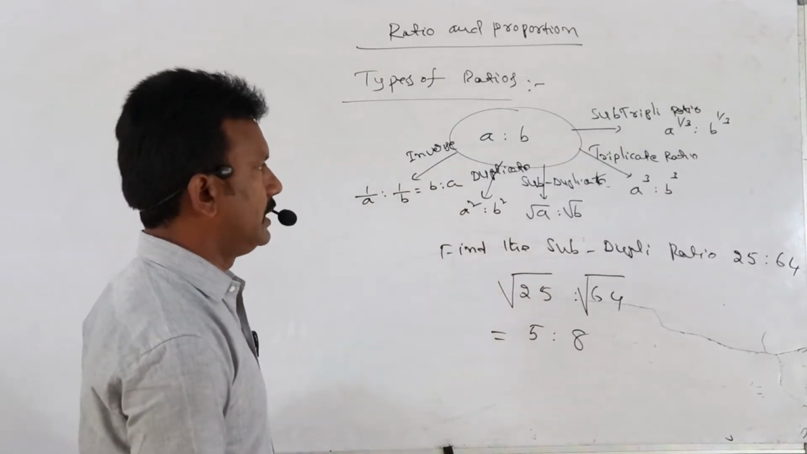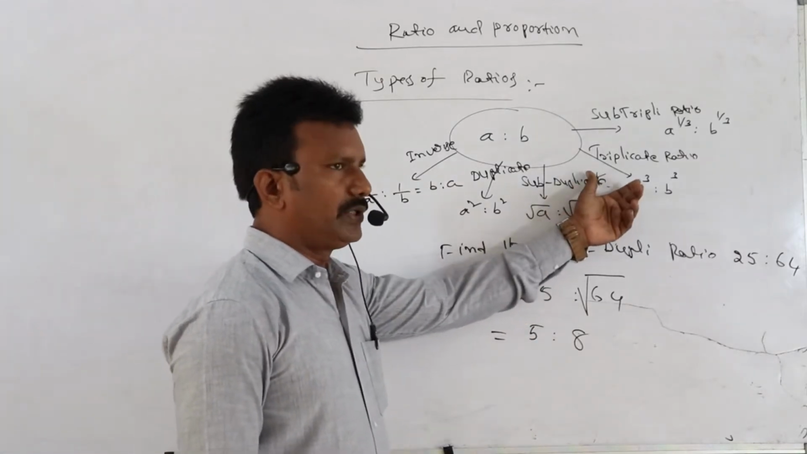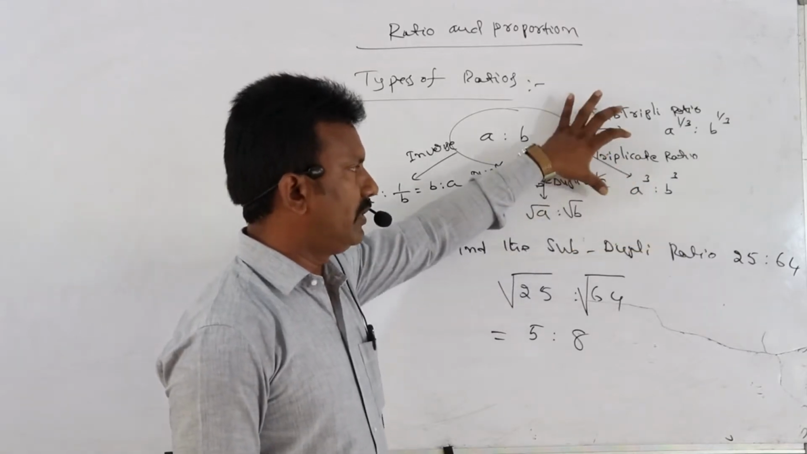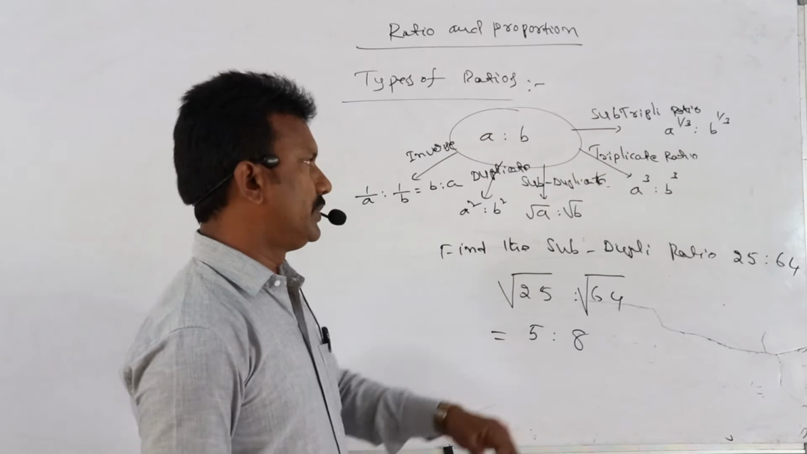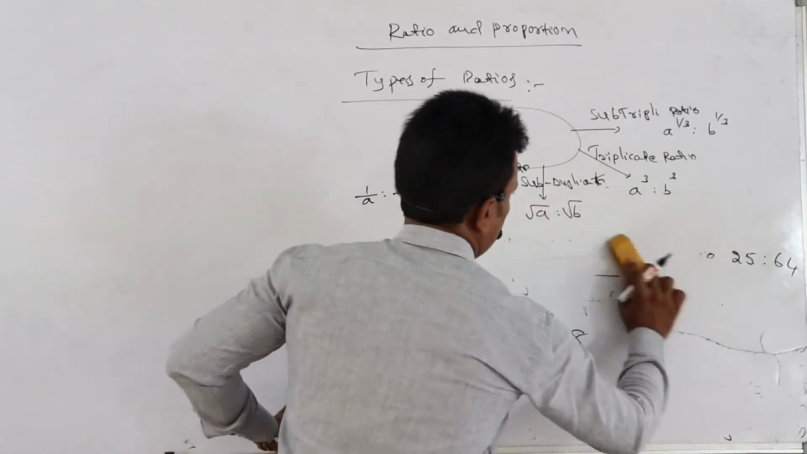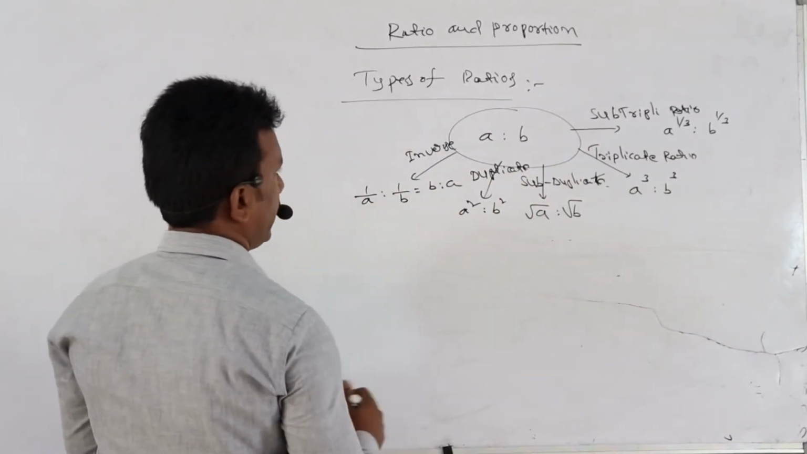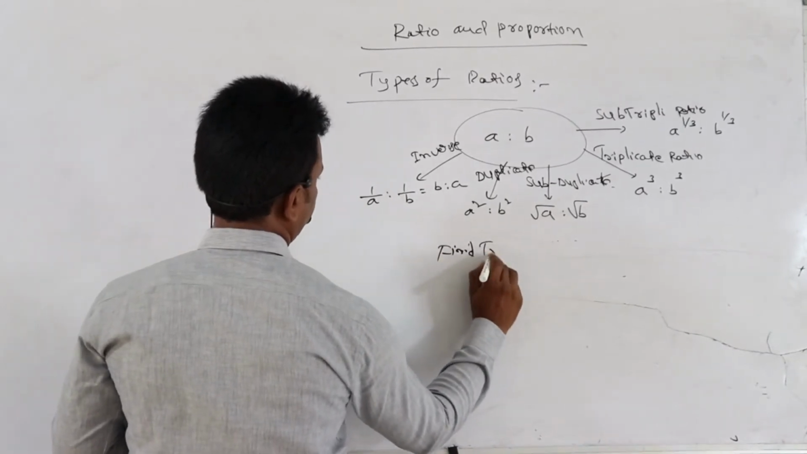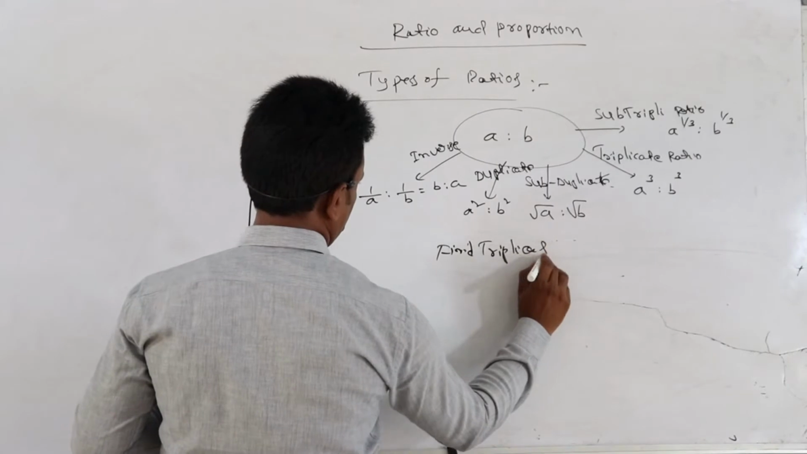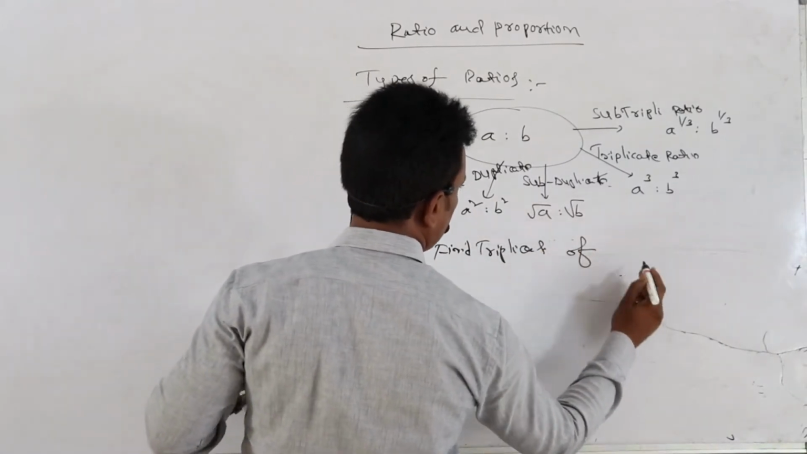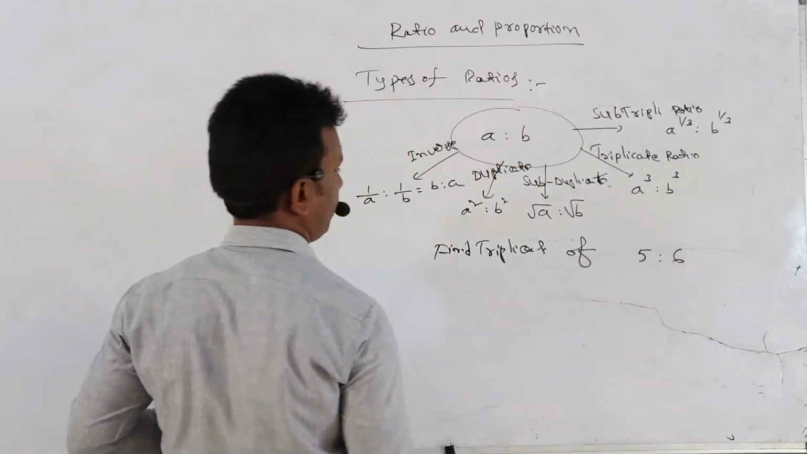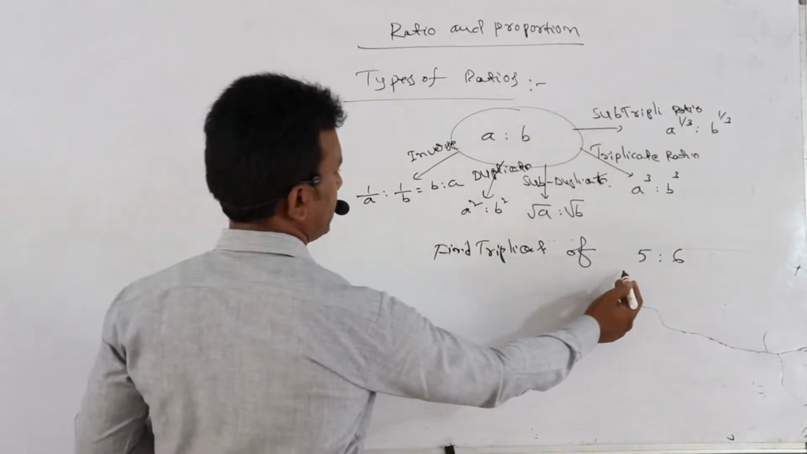And next one, triplicate ratio. Next we define one example with the triplicate ratio. So write, find the triplicate ratio of 5 is to 6. Find the triplicate ratio of 5 is to 6.